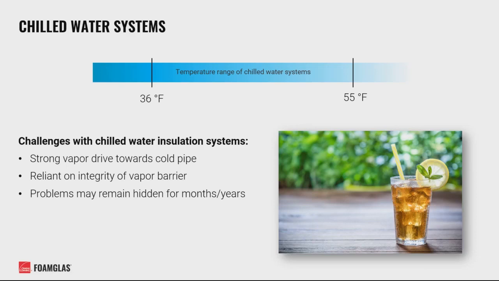If that vapor barrier were to become compromised, the system would be subject to failure and could bring about a variety of issues. These issues could become immediately apparent, or in some cases, they may remain hidden for months or even years, waiting to be discovered down the road.